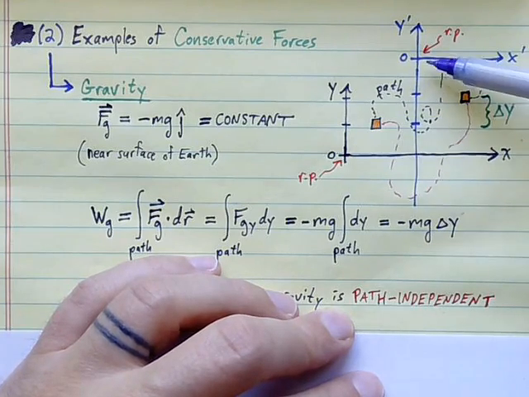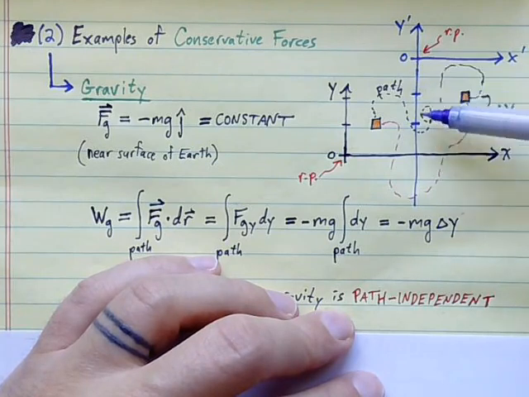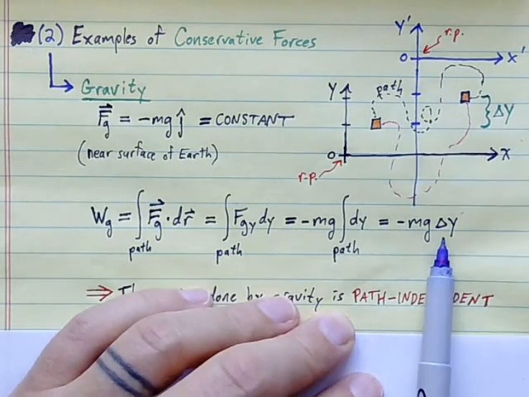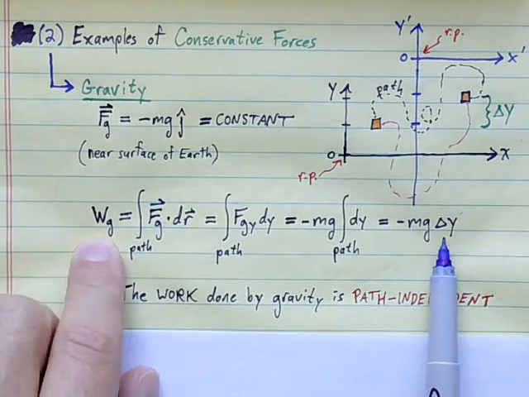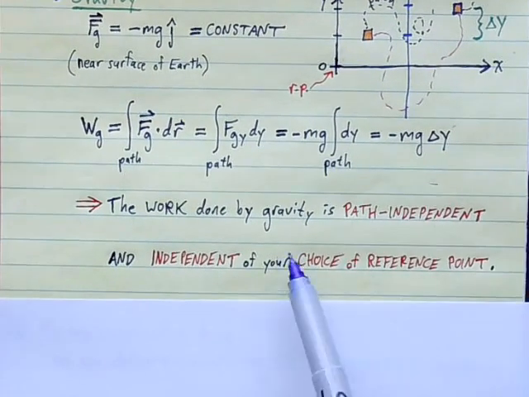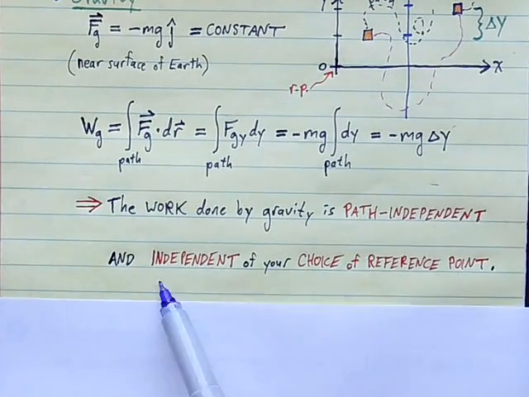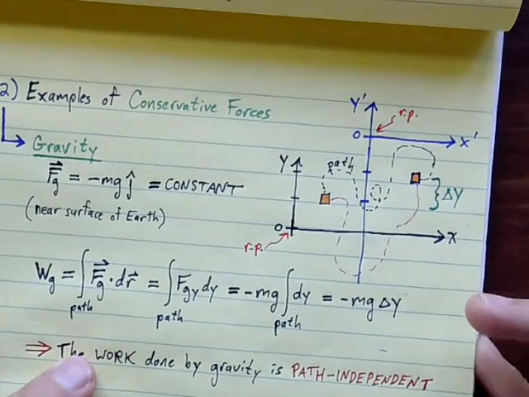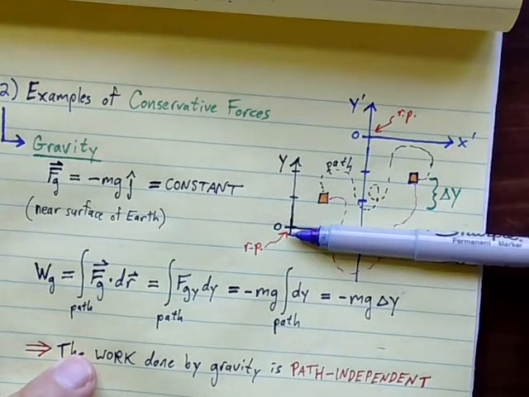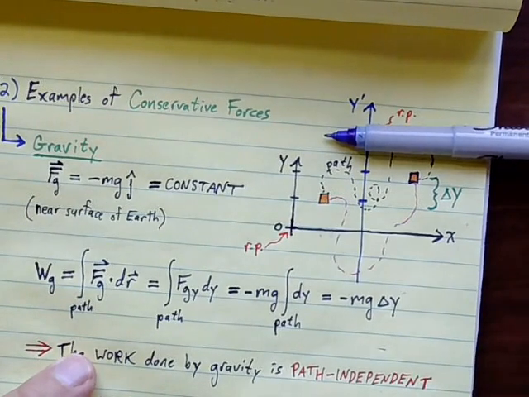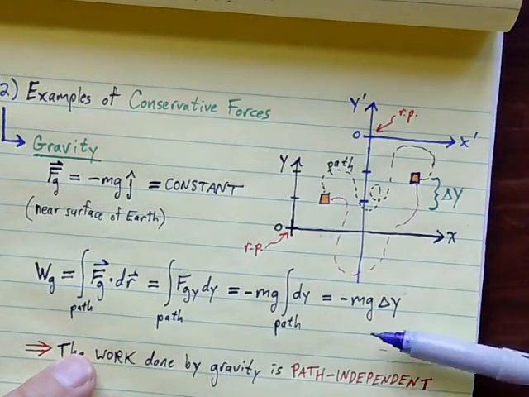Changing the reference point changes the y values, but it doesn't change delta y. And if it doesn't change delta y, then it doesn't change the work done by gravity. So I'm arguing that not only is the work done by gravity path independent, it's also independent of your choice of reference point. You are free to set y equals 0 down here, or up here, or anywhere you want, and that choice will not affect the work that's done by gravity.